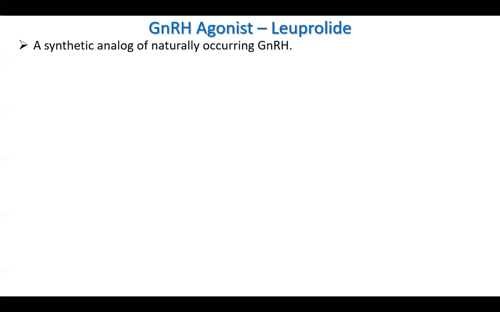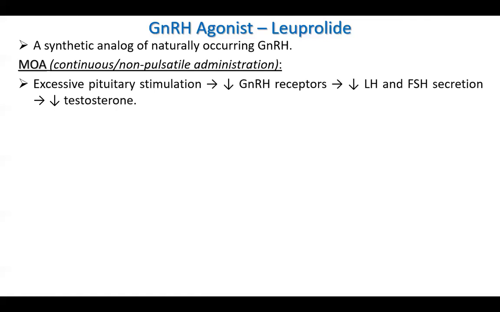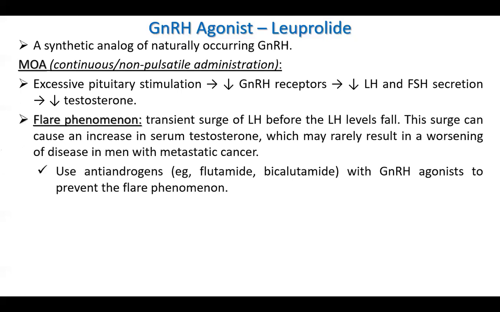An agonist should stimulate production, but what happens naturally? It's pulsatile stimulation. So if you give it continuously, it will cause receptor downregulation and decrease production. There will be a transient increase in production in the beginning, and then decreased production of androgens. So it's a synthetic analog of naturally occurring GnRH, and the mode of action, in terms of continuous or non-pulsatile administration, is excessive pituitary stimulation leading to low GnRH receptors, low LH secretion, and low testosterone. In the beginning, there's a flare phenomenon, which is a transient surge in LH before the LH levels fall.